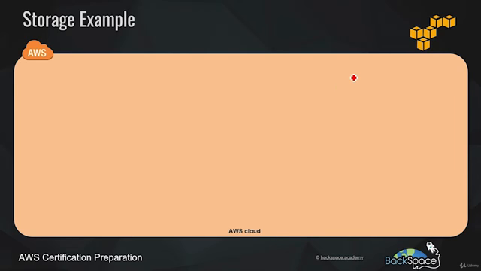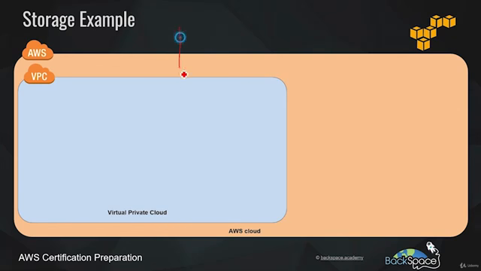Okay, so let's have a look at some examples of using the AWS storage services. In orange there, we've got the AWS cloud. Now, we can create a VPC inside that AWS cloud. And that VPC, or virtual private cloud, is our own private space within the AWS cloud. And that is an impenetrable fortress against attack. And no one will be able to enter our own private space without us allowing that to happen.